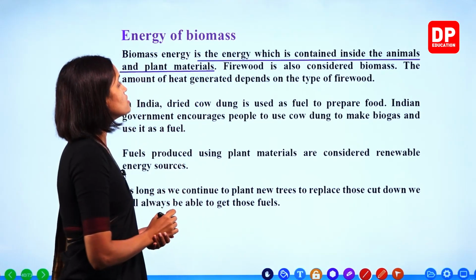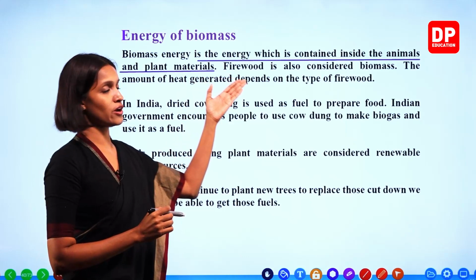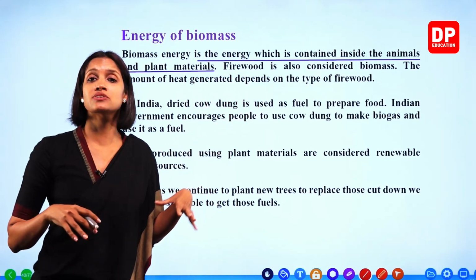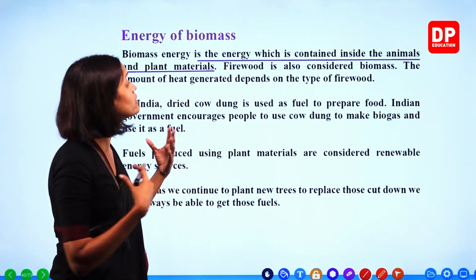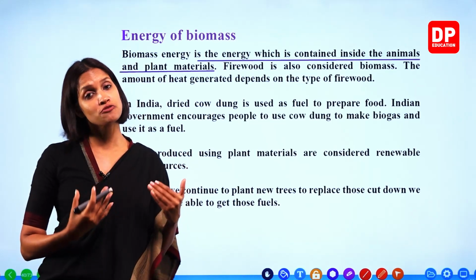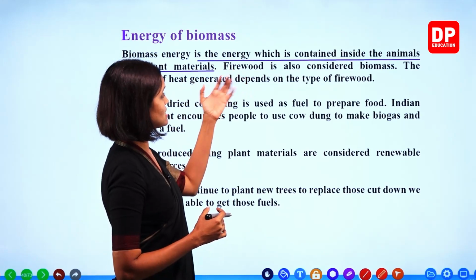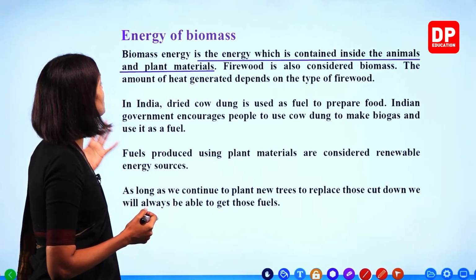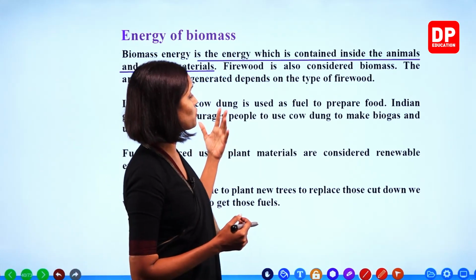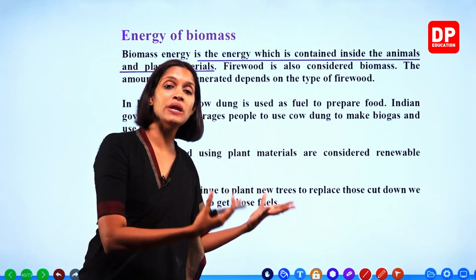Right, children? So, firewood is also considered biomass. When you consider Sri Lanka, the most commonly used biomass in Sri Lanka is firewood. Okay, right. Firewood is also considered biomass. The amount of heat generated depends on the type of firewood, the type of the plant.